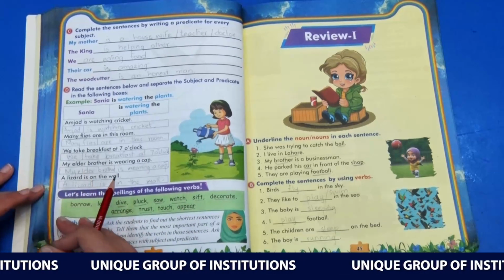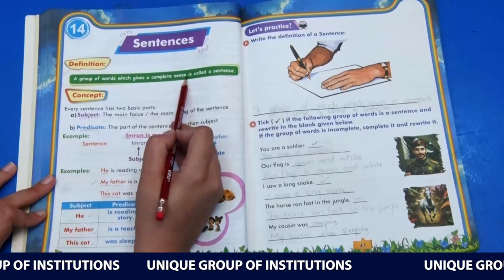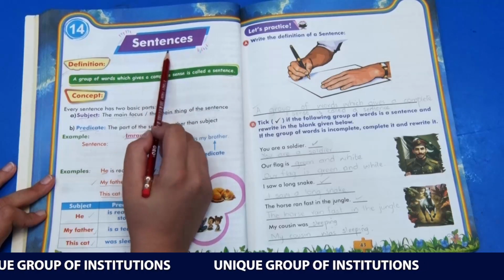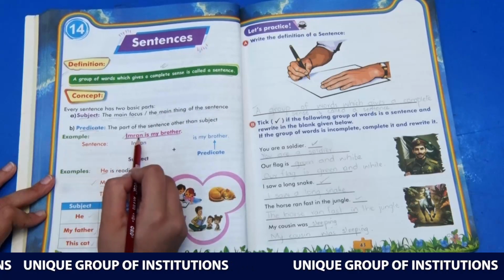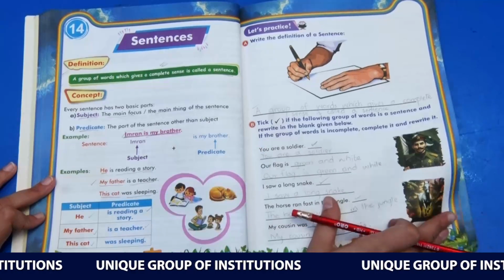Hopefully you are done with the sentences. A sentence is a group of words which makes a complete sense. If you just understand the concept of the sentence, then you will be able to identify what the subject and what their predicates are. Hopefully you will learn a lot with this.